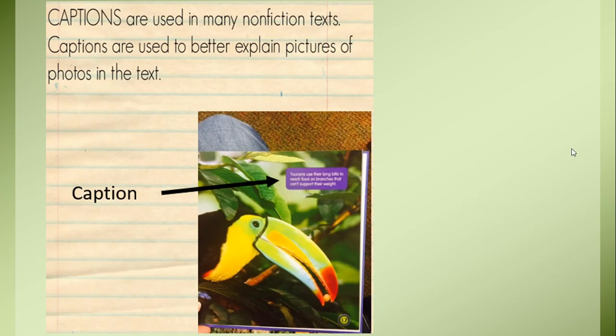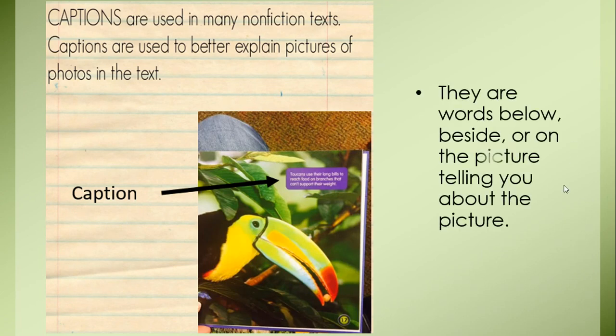Captions are used in many nonfiction texts. Captions are used to better explain pictures or photos in the text. They are words below, beside, or on the picture telling you about the picture. If you can see this photograph, the caption is beside the picture and it tells more about the bird.